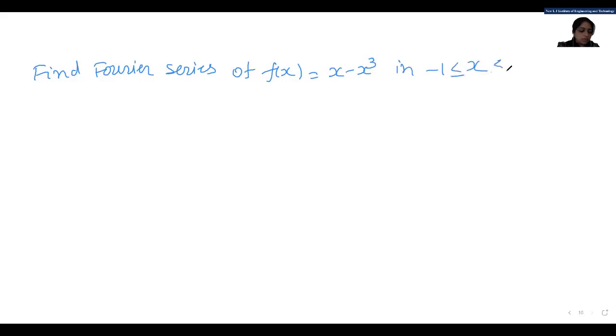So, the next question is, find Fourier series of f of x is equal to x minus x cube. F of x is equal to x minus x cube in minus 1 less than x less than 1.